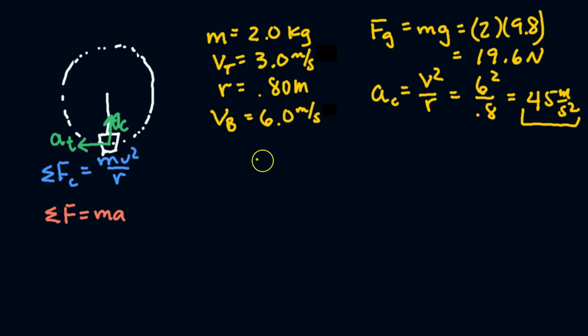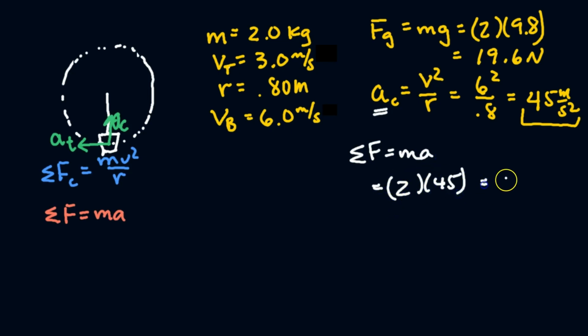All right, next, can we calculate the net force? And yes, we can. We can use our F equals ma, Newton's second law. We could also use mv squared over r. That is definitely another option as well. But since we have the acceleration already over here, let's go ahead and use that. So the net force is equal to ma. The mass is 2. The acceleration is 45. So our net force is 90 newtons.